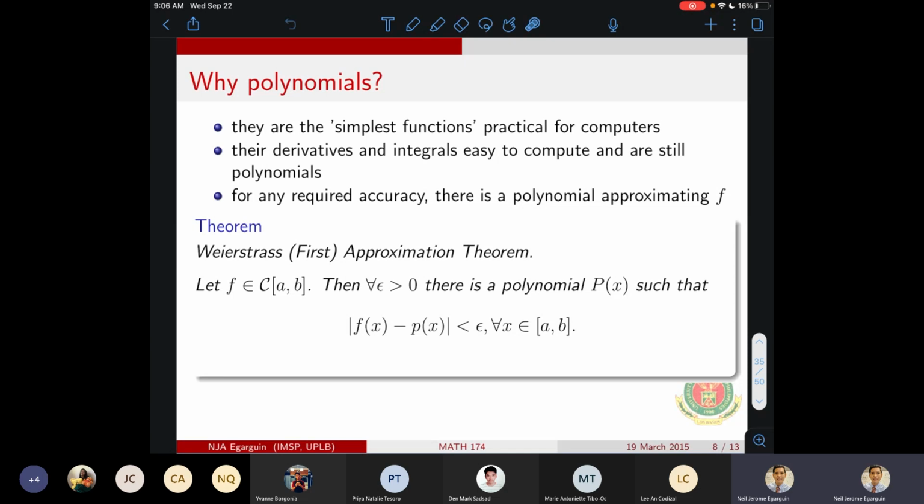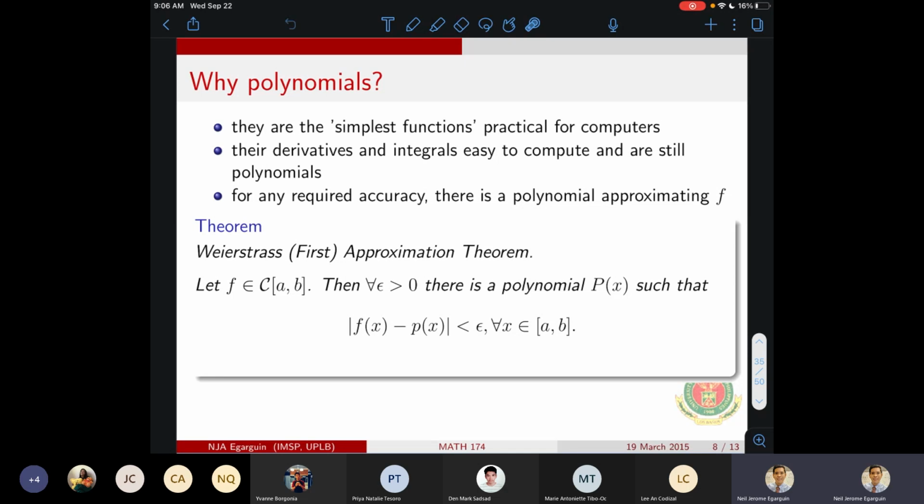Kaya hindi tayo mauubusan ng polynomials. Kaya bawal magreklamo na, halimbawa magtanong ako, give an approximating polynomial of error 10 to the negative 20 over the interval [a, b]. So bawal yung sabihin, sir, imposible pong makahanap ng ganung kalapit na polynomial dun sa continuous function f. Because I can just appeal to the Weierstrass approximation theorem, which says kahit anong epsilon, kahit gaano pa kaliit si epsilon, lagi dapat kayong may mahanap na polynomial.